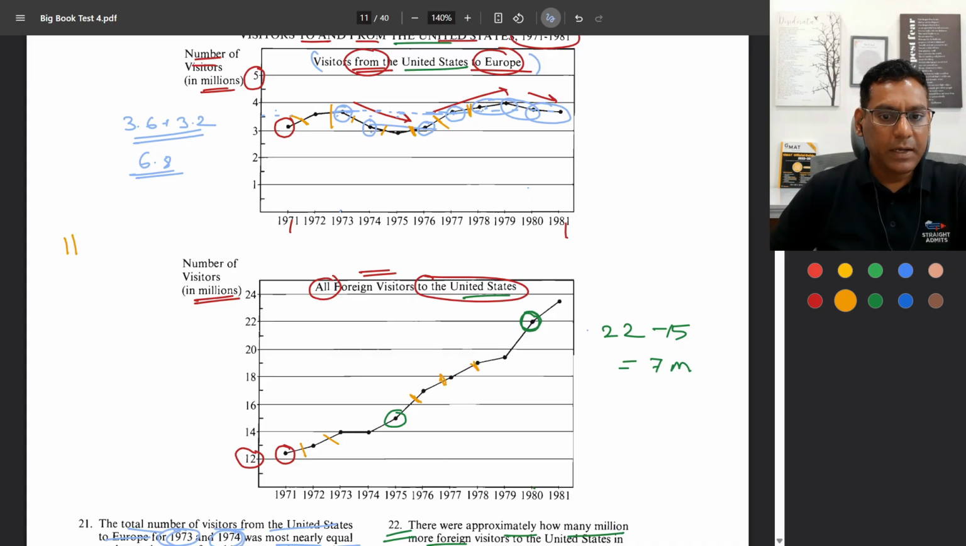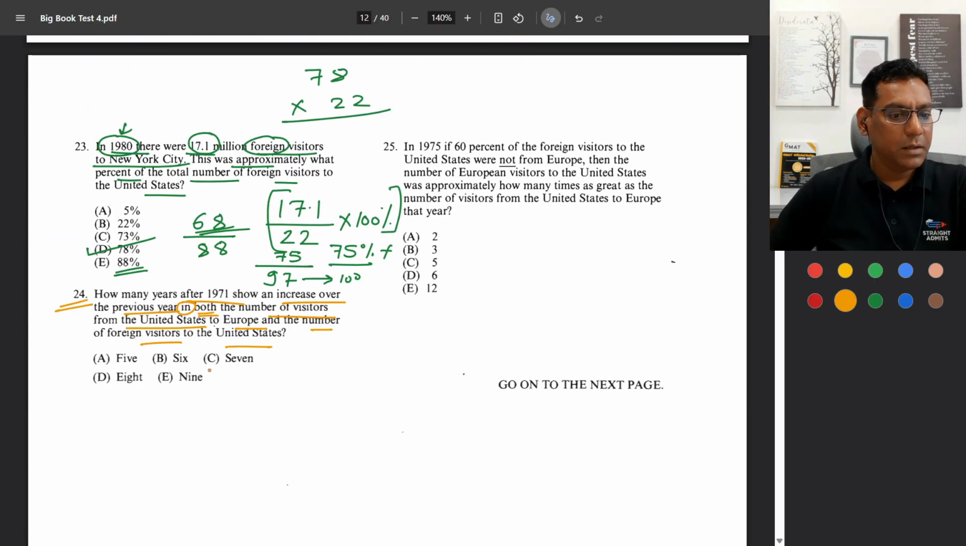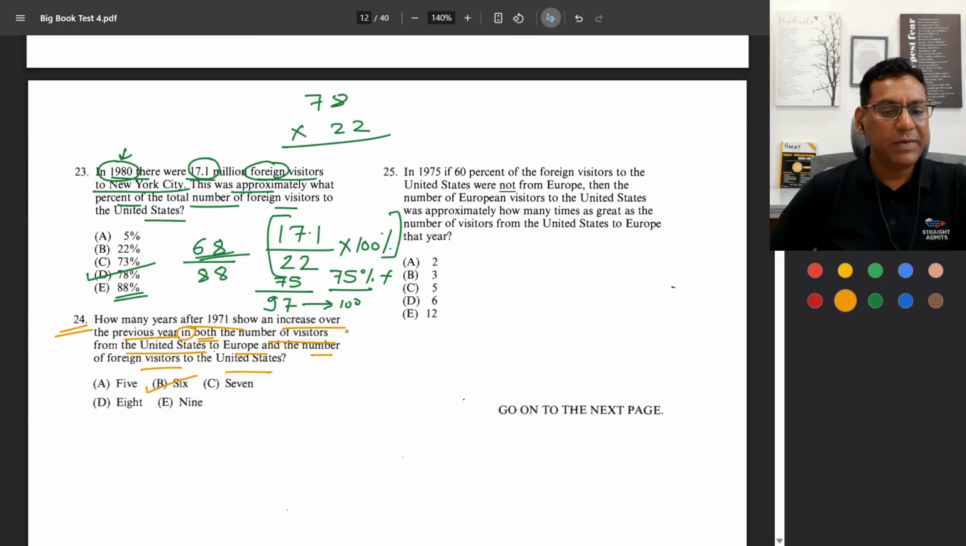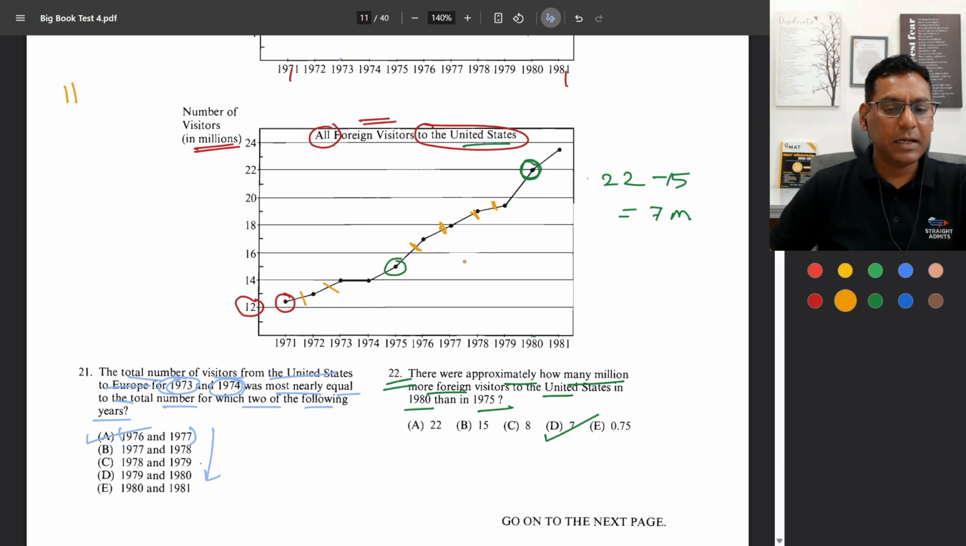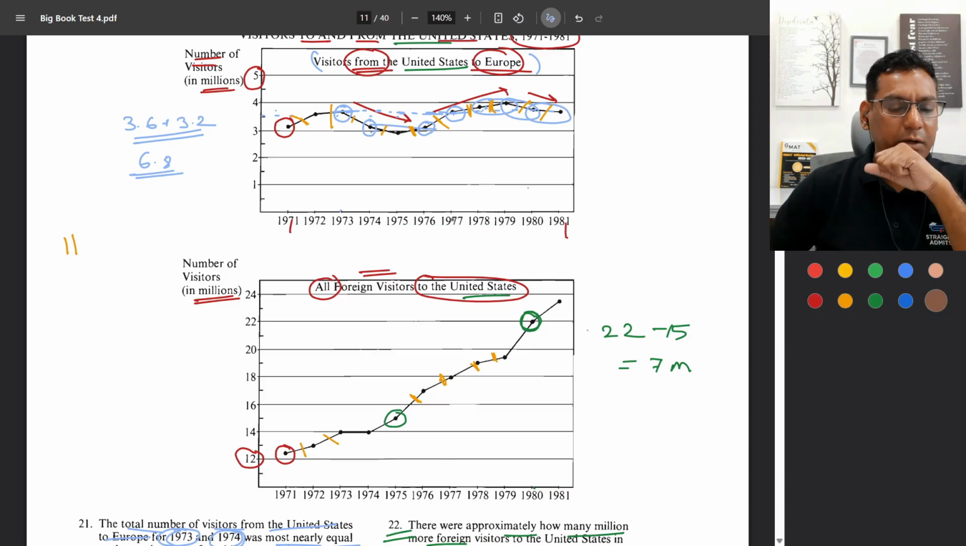There also 5, 6. Here I don't have an increase. Here I don't. Okay, so 6 years basically. Okay, 6 years. Let's verify because these are kind of tedious calculations or observations, so we need to be careful. Let's do it in a different color.